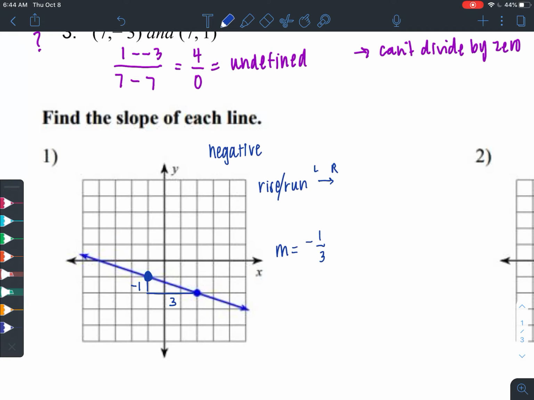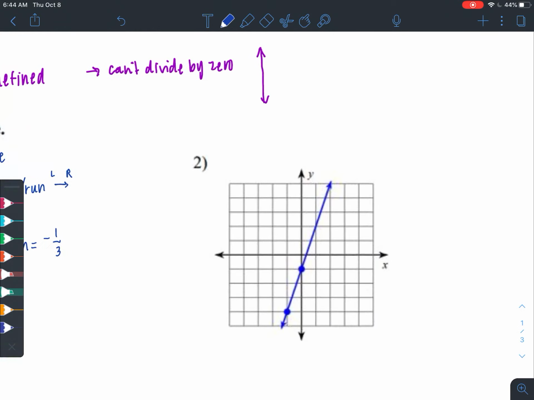So it's the same way you read a book. If you go from right to left, that's fine, but you will have to make adjustments to your slope. Okay, this one here, you'll notice that we're going up and to the right, so this is a positive slope. So our answer in the end should be positive.